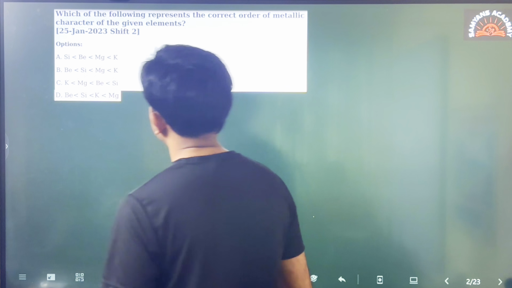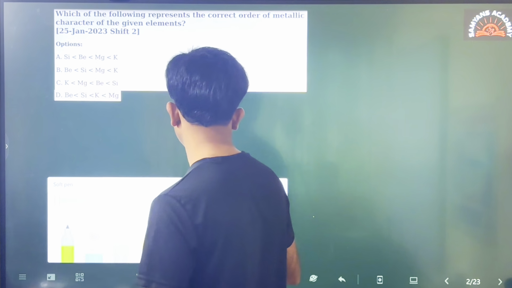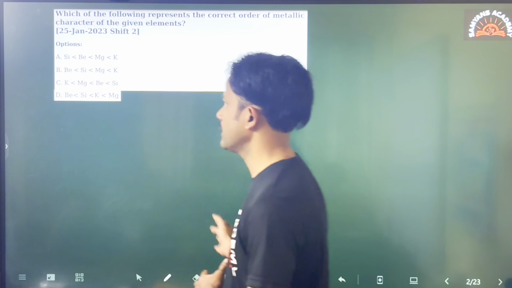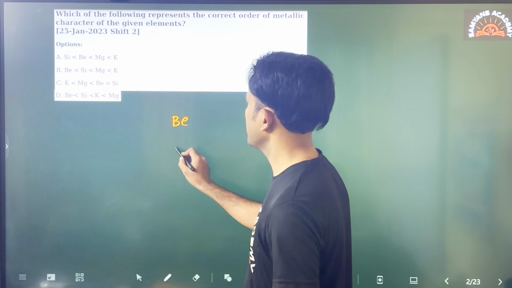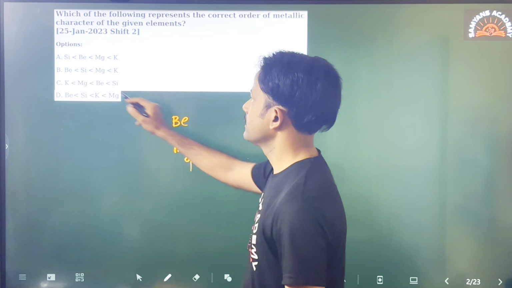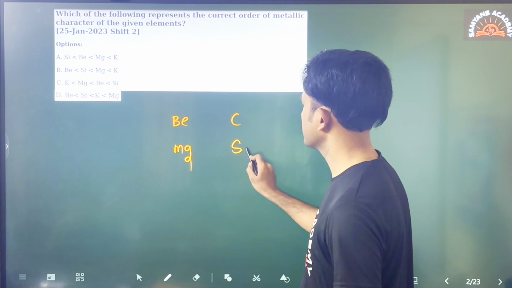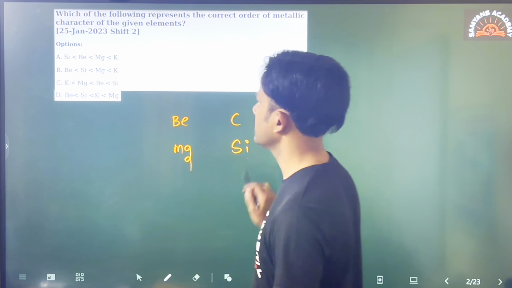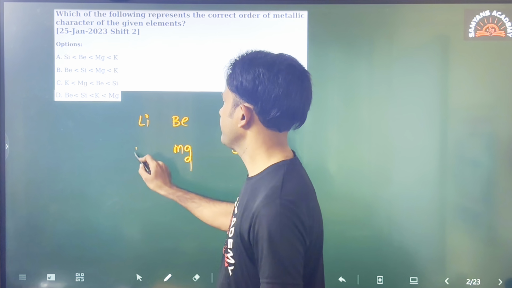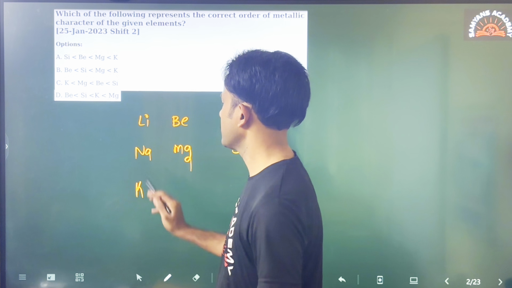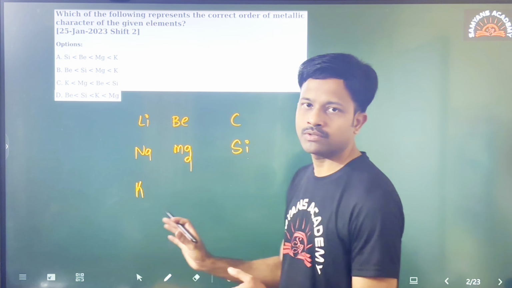In the next question: which of the following represents the correct order of the metallic character of the given elements? So the given elements, you arrange in the correct order as per the periodic table. Beryllium, second group, beryllium, magnesium. Silicon comes under the carbon group: carbon, silicon, germanium. So in the fourth group, silicon will come. And in the first group, hydrogen, lithium, sodium, potassium come here. So all the given elements, you arrange like this.